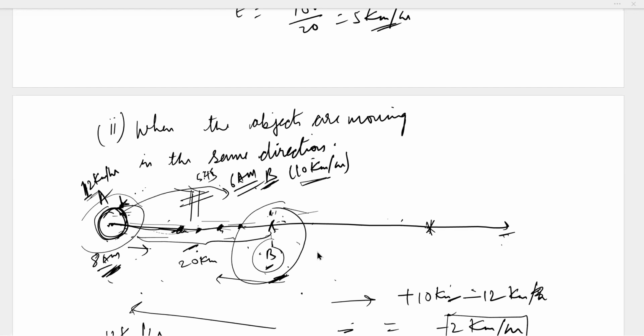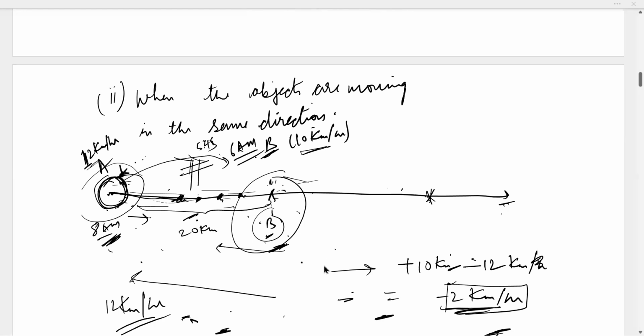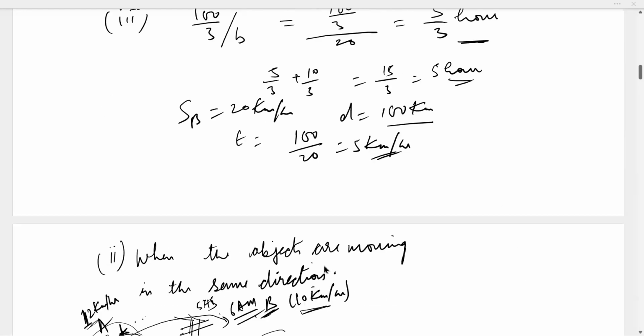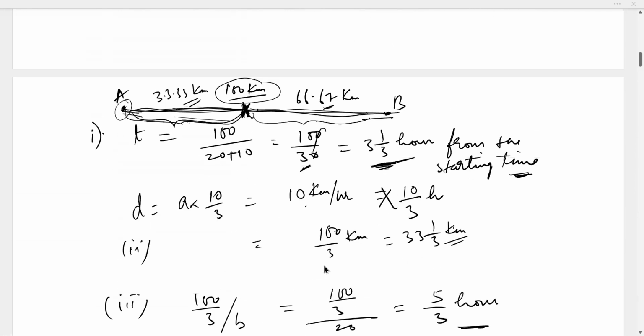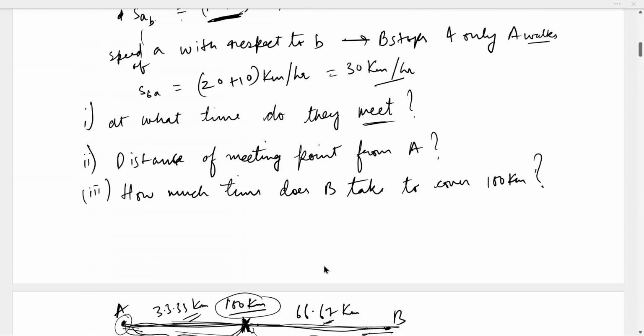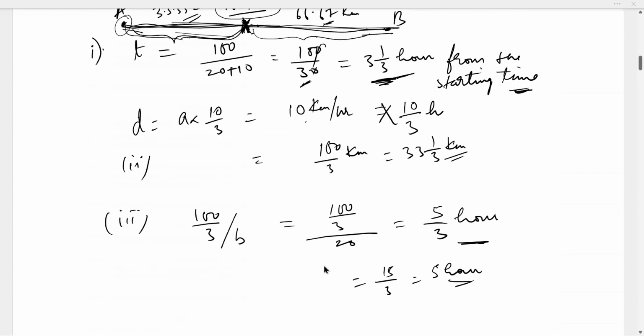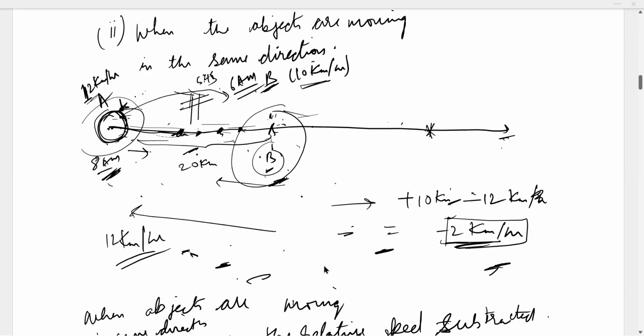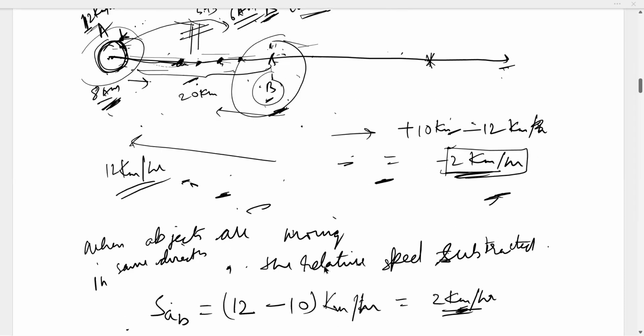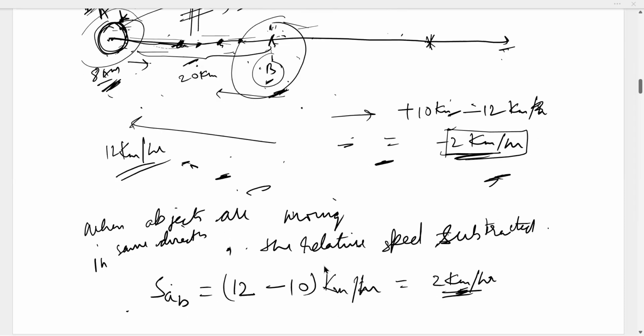Now, in this lecture, we'll again continue the topic of relative speed. And in the last lecture, we had discussed an example. We stopped at the case where the two objects are moving in the same direction, right? So I think we were on this case when the objects are moving in the same direction. Okay. So the relative speed would be the difference between the two.